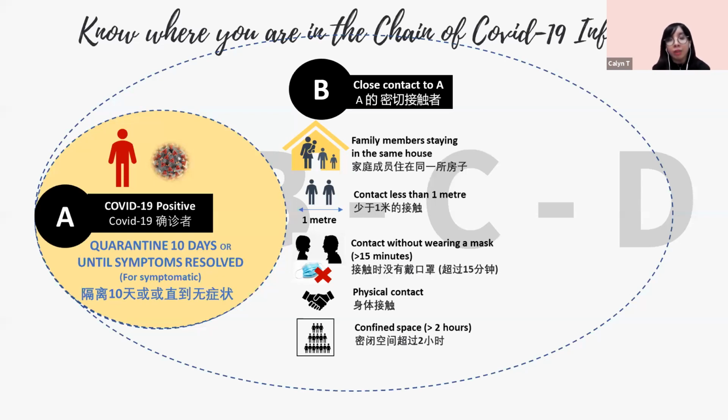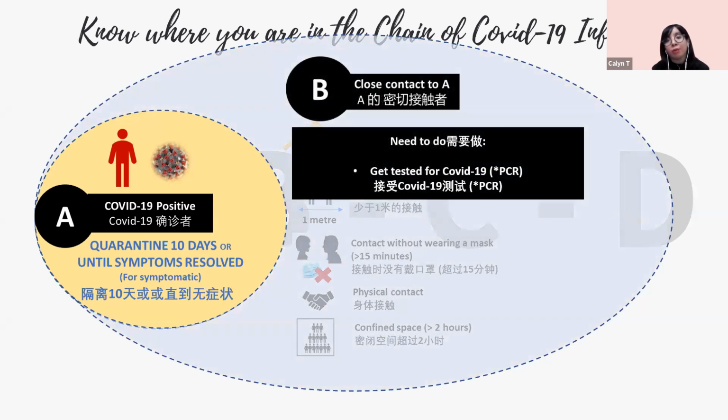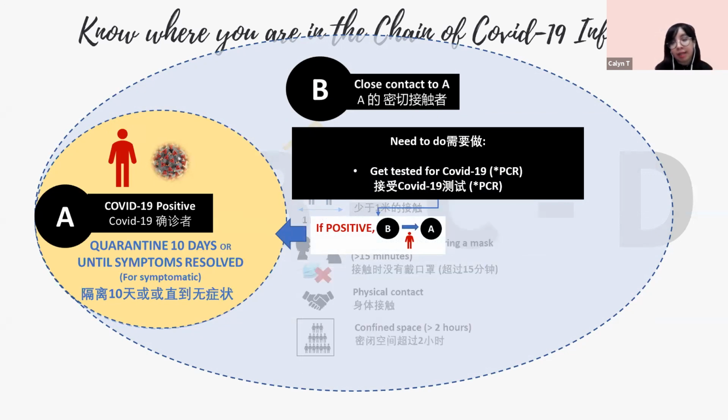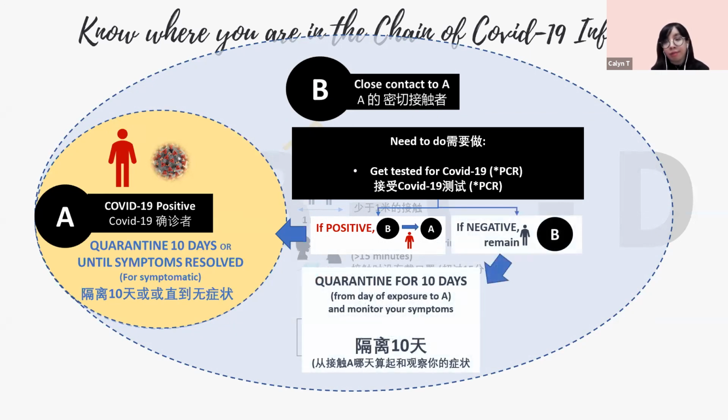When you're B, your name will be given to the health officers who are investigating the case of A. And what B needs to do is get tested for COVID-19. Currently, the gold standard is still using PCR. So when you get tested, two things can happen. If you're positive, B then becomes A, correct? And then you start the cycle all over again. But if you're negative, you actually also have to quarantine for 10 days from the day of exposure to A and monitor your symptoms.